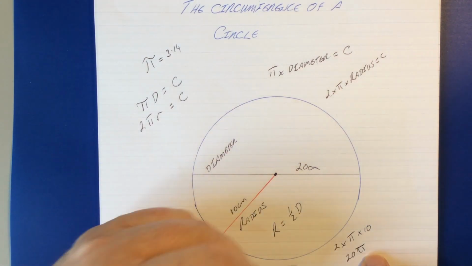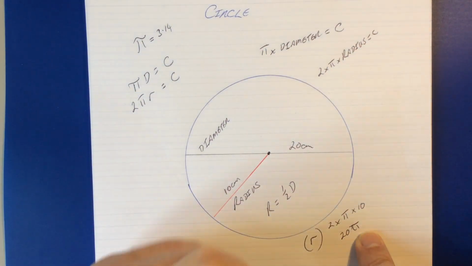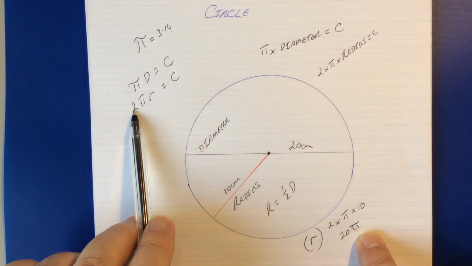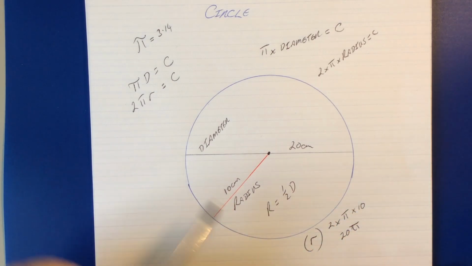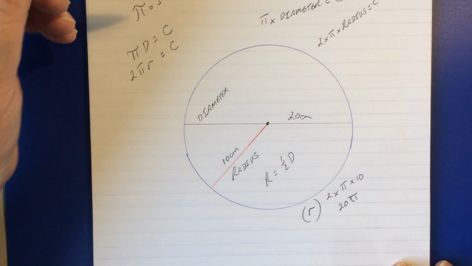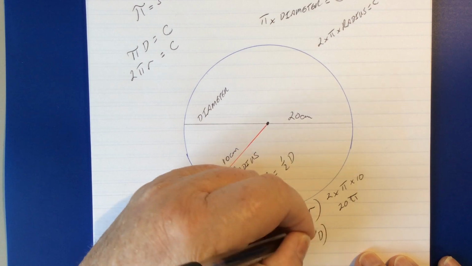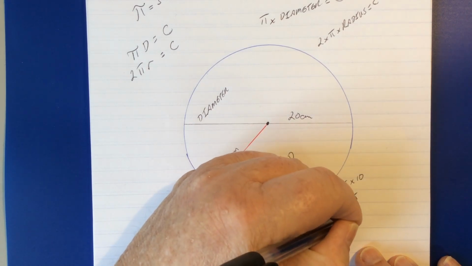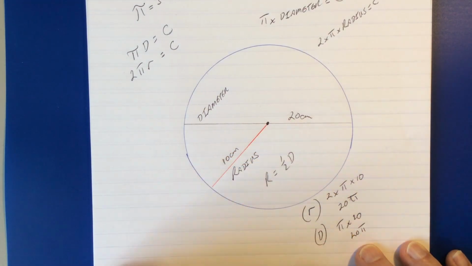We'll come back to that. So this is using r. 2 times pi times 10. So that is this formula here. 2 times pi times 10, which is the radius here. 2 times pi times 10, 20 pi. We're going to do it again using the diameter, and that is pi times the diameter. The diameter is 20, so this is using d. So that is pi times 20, which equals 20 pi. You get the same result.